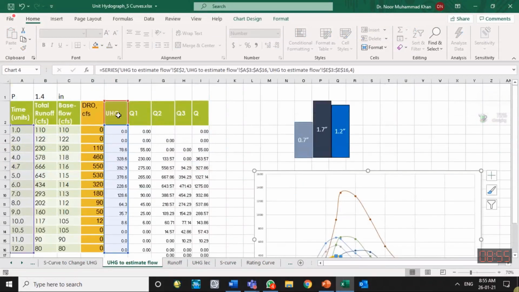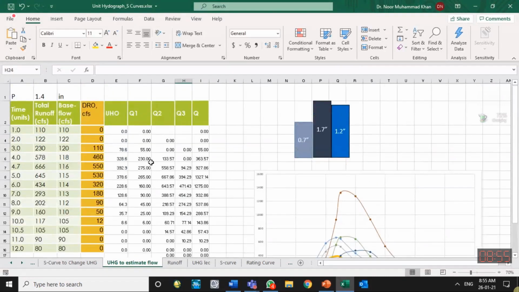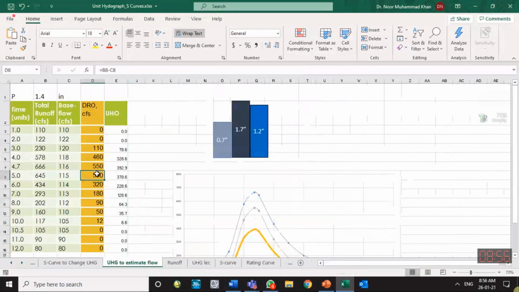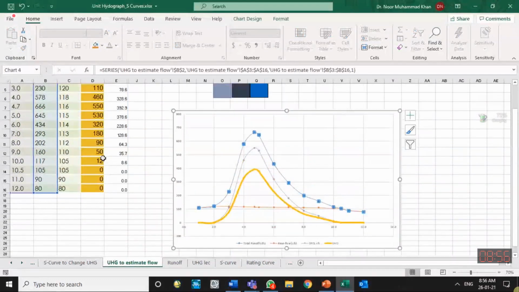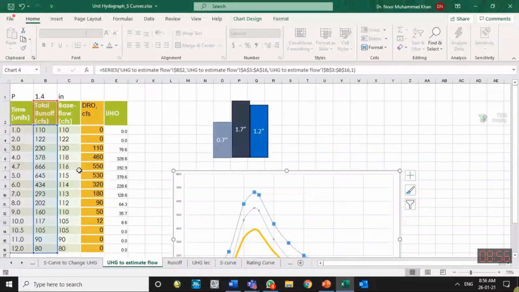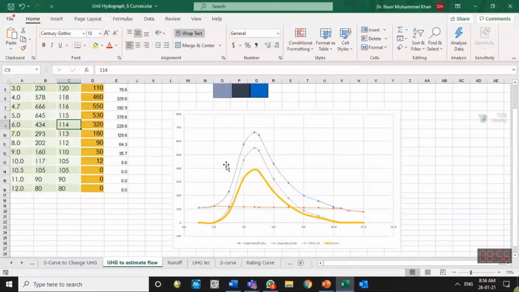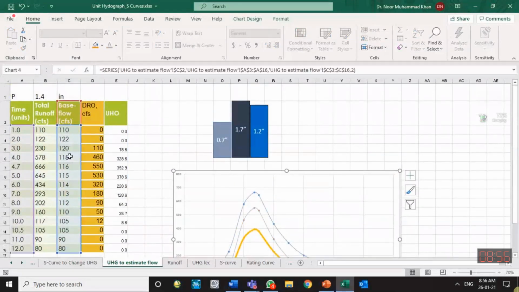So here is the final unit hydrograph ordinates in thick line. Here is the original hydrograph. If I switch off other columns, you will be able to see it in a good way. I switch off the extra columns, hide. Okay. So now this one is the input, blue one, total runoff. I can generate base flow hydrograph also. This line is represented by this column C over here.